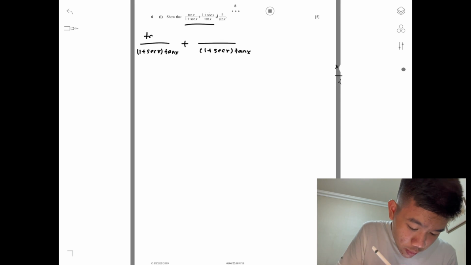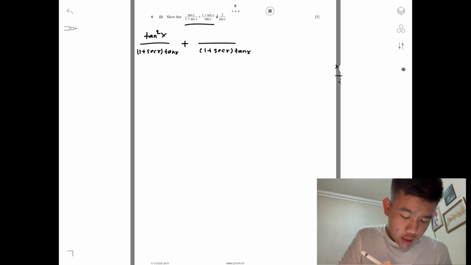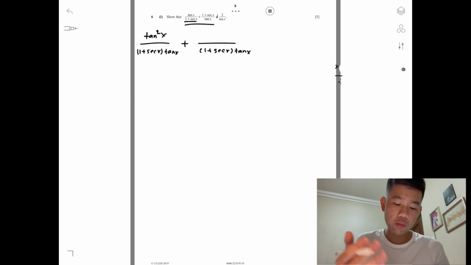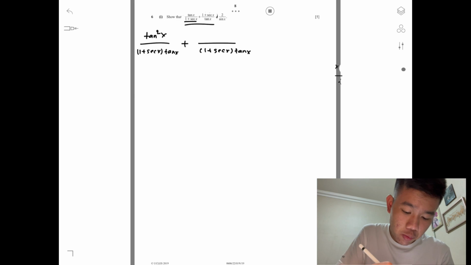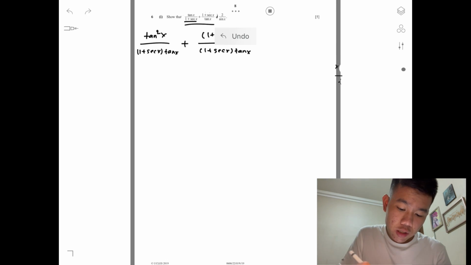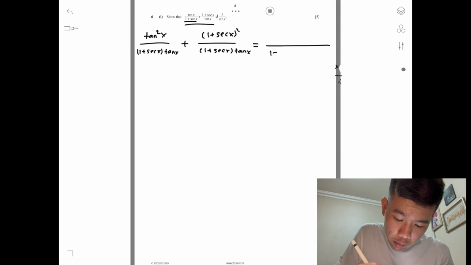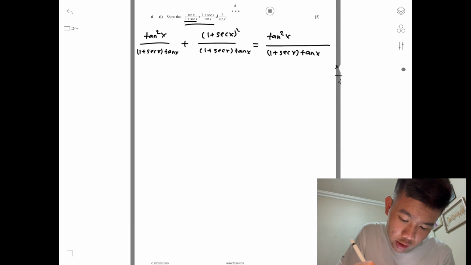Next, this will be tan squared x, normal fractions. Since 1 plus sec x is on the left, we just need to multiply tan x by tan x, so it will be tan squared x. Same will be done for the next one. This will be 1 plus sec x squared. Next, we will just combine it together so it will be easier to look at. 1 plus sec x times tan x, and then the top one is just tan squared x plus 1 plus sec x squared.